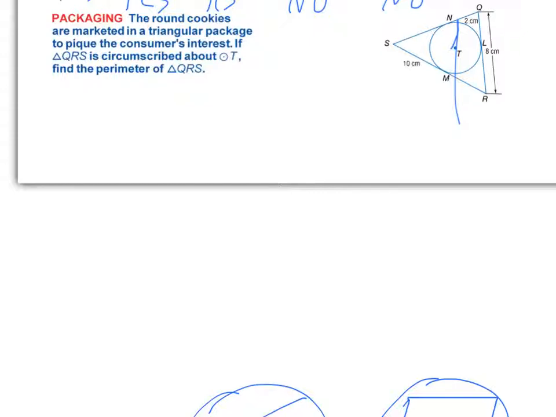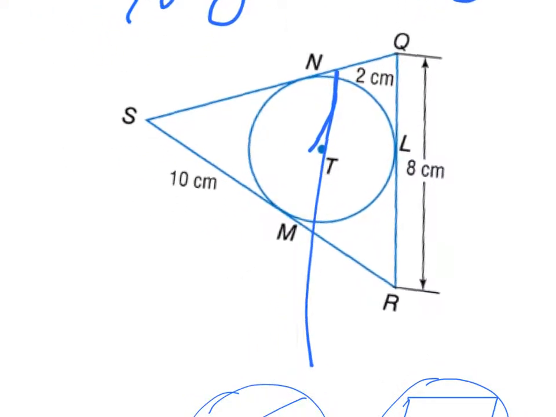So here we have a word problem. The round cookies are marketed in a triangular package to pique the consumer's interest. If triangle QRS is circumscribed about circle T, find the perimeter of triangle QRS. So we need to find all the side lengths. Now recall what we said before. Let me zoom in on this. This might be more helpful to do.